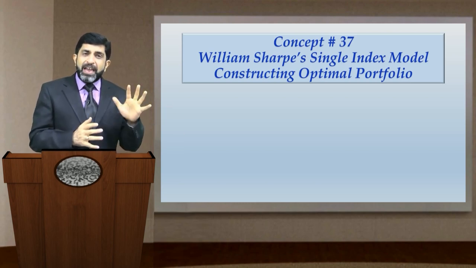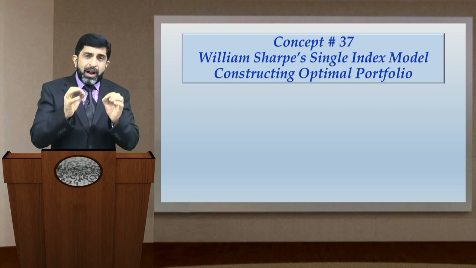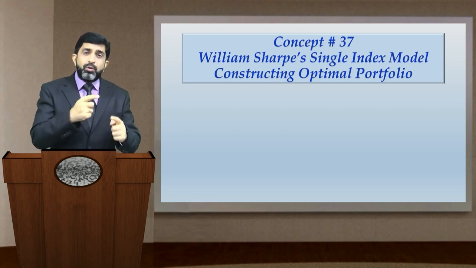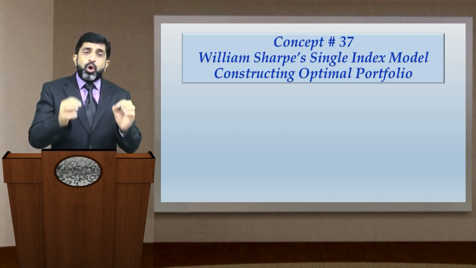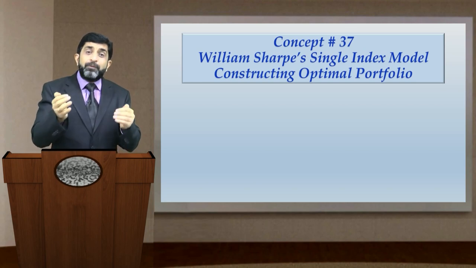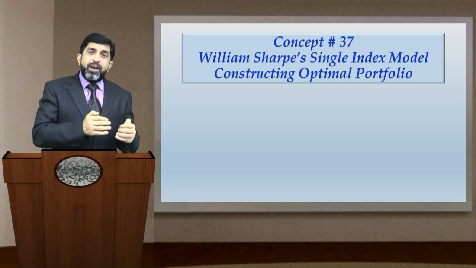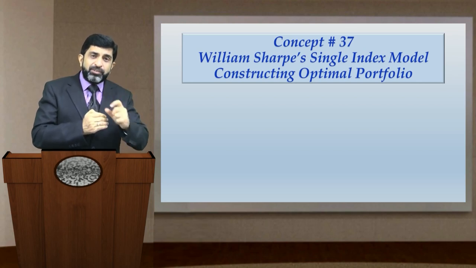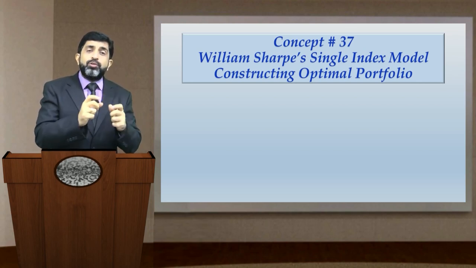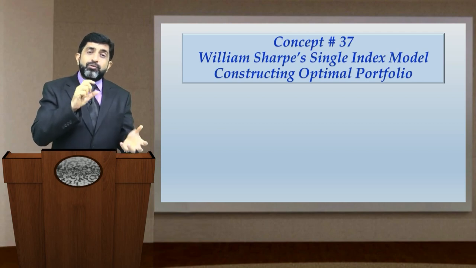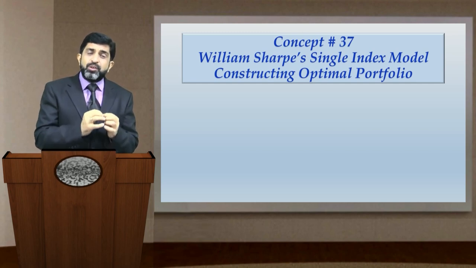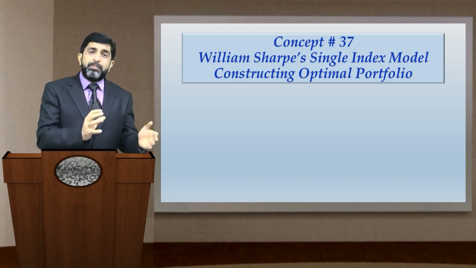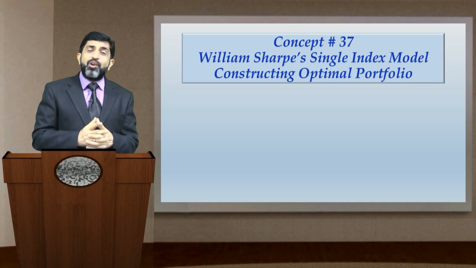So this is a 5-step procedure. But the good part of William Sharpe's single index model, when it comes to constructing an optimal portfolio, is that in just 5 steps, you not only identify which stocks are efficient to be included in the portfolio, but at later stages in the procedure, you also find the weights of these stocks to be included. And friends, good thing is, even though a lot of approximation is used in William Sharpe's model, you still get a very good result once you apply this model for constructing an optimal portfolio.